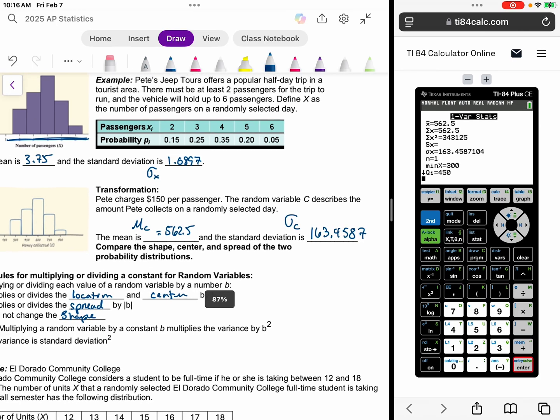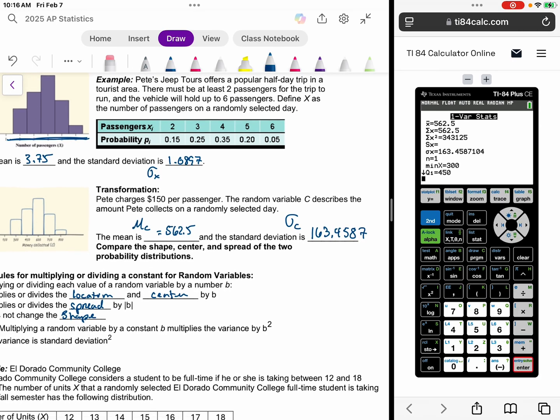Now, to see if it worked, can we transform this through multiplication? The original mean was 3.75. When I multiply that by 150, just flat out multiply it, 3.75 times 150, I got that 562.5. Same thing with the standard deviation. If I do 1.0897 times 150, I get 163.45.